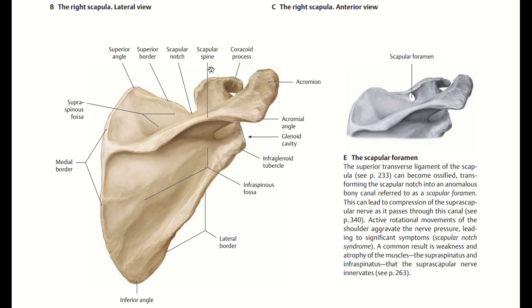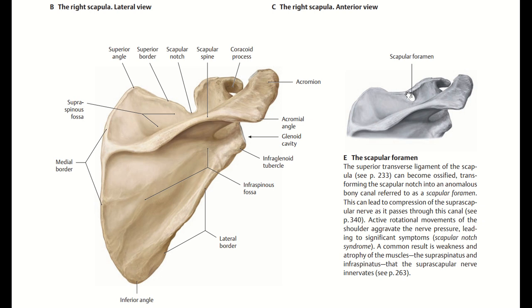On the superior border, we're actually going to have a scapular notch. You can actually see that the scapular notch is converted into a scapular foramen by what you call a superior transverse ligament of the scapula. Take note of this. Within the foramen, you're going to have the suprascapular nerve. Above the foramen, you're going to have the suprascapular artery. NB, the suprascapular artery is outside the scapular foramen.